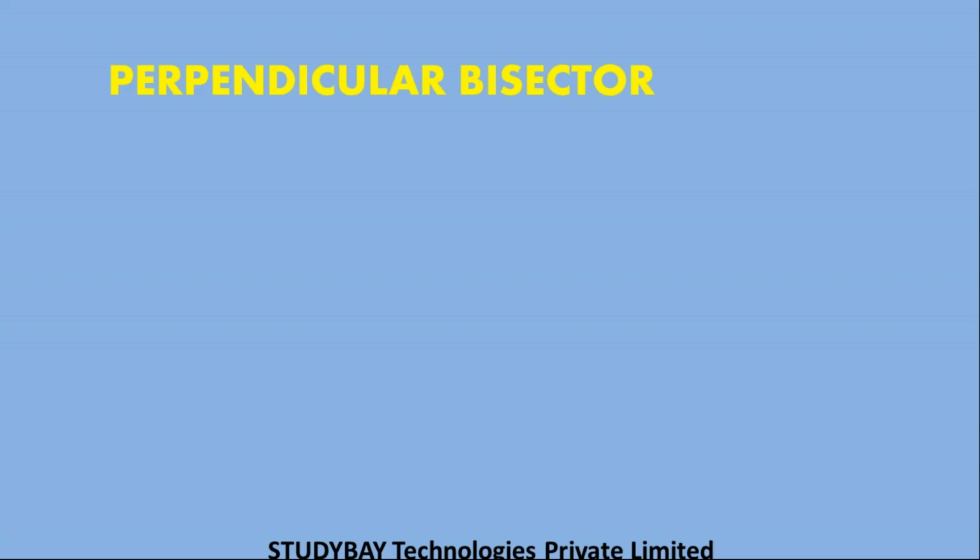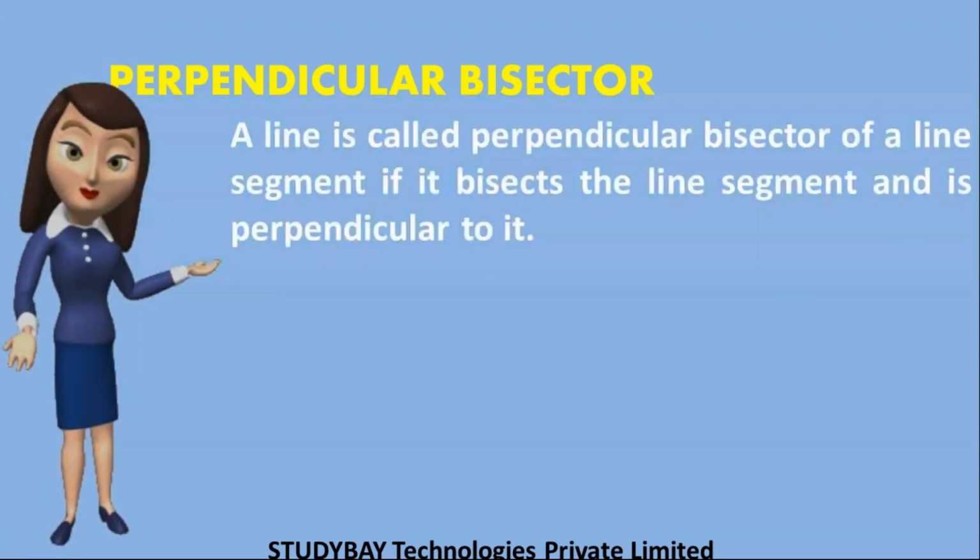Then we have perpendicular bisector. A line is called a perpendicular bisector of a line segment if it bisects the line segment and is perpendicular to it. In the same way, let's say we have a red line with points A and B, and a yellow line passing through that red line at an angle of 90 degrees. Moreover, this yellow line intersects the red line at point C, such that AC is equal to BC, right? That means the yellow line is actually dividing the red line into two equal halves.